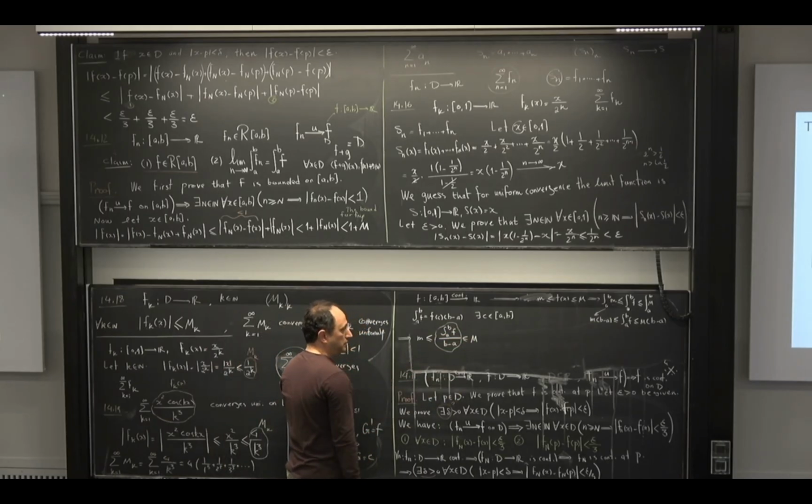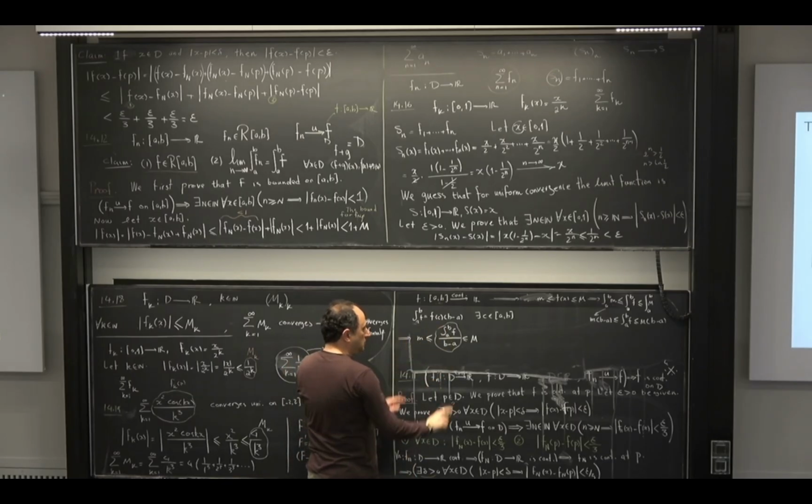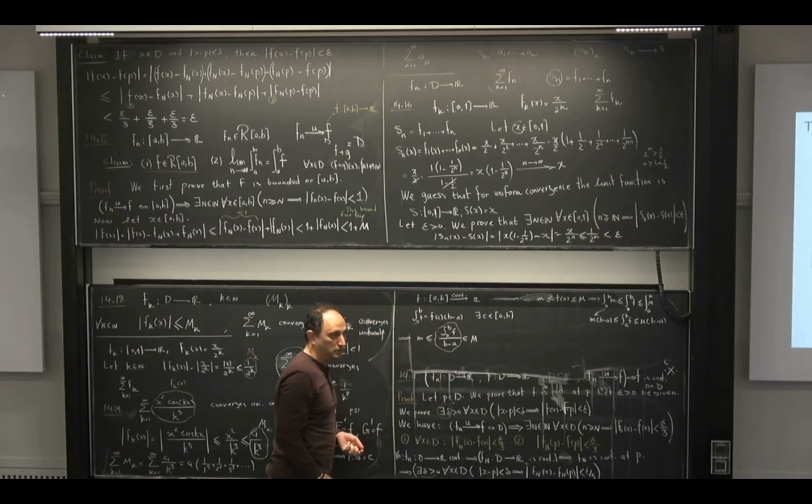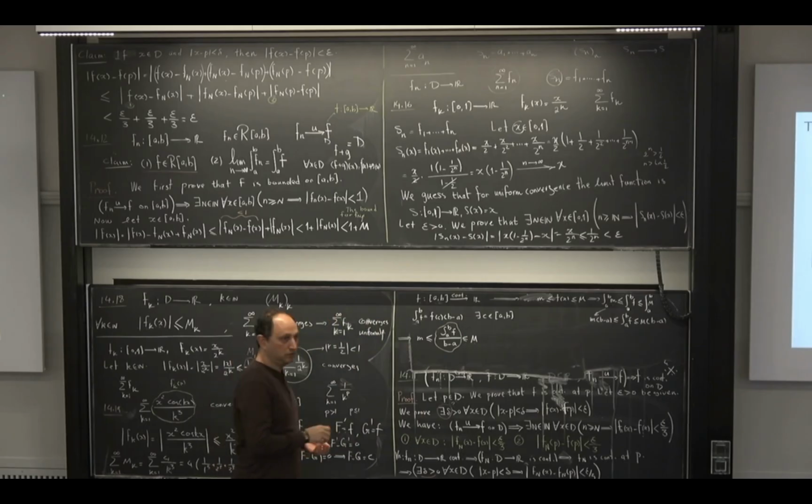This is a real number. Why? Because b minus a is a real number, and f is continuous, so integrable, so that integral is a real number. So I have a real number between the minimum and maximum of a continuous function. So what can I conclude?